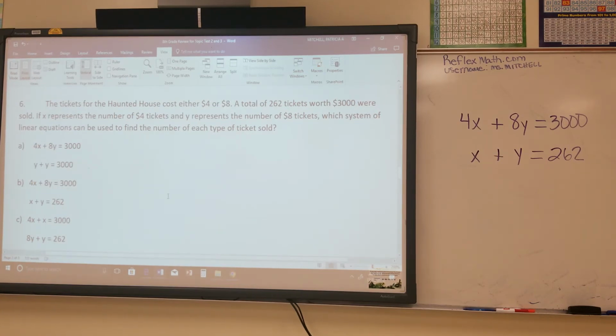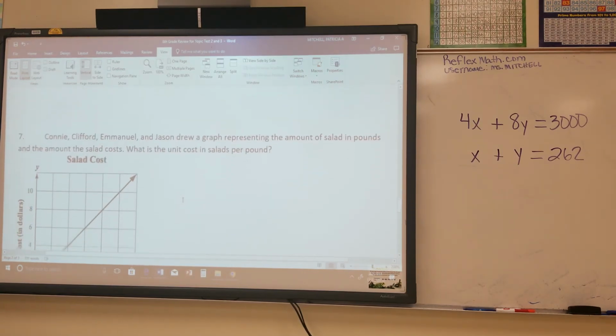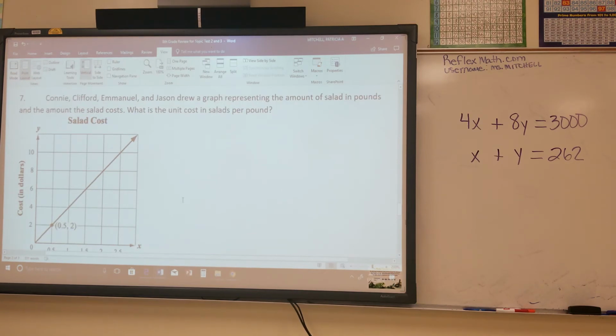All right. So 4X plus 8Y is equal to $3,000. And then you have X plus Y is equal to 262. So remember, go ahead and pause the video if you need to, and press play when you're ready to move on. Let me zoom out a little now. It's okay.